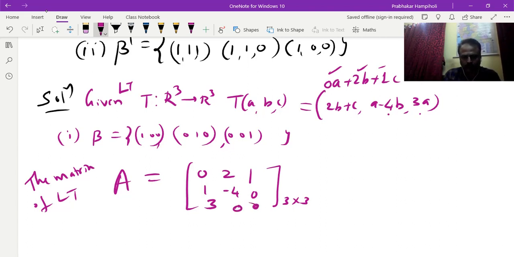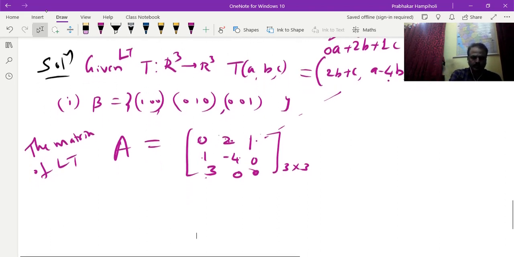This is that. Now you can go back to the same matrix here, matrix 2. If you multiply by x, y, z, you get 0 a plus 2 b plus c, a minus 4 b, 3 a, and like this you can go back. So they are interchangeable. I'll come to the second part, which is very important.